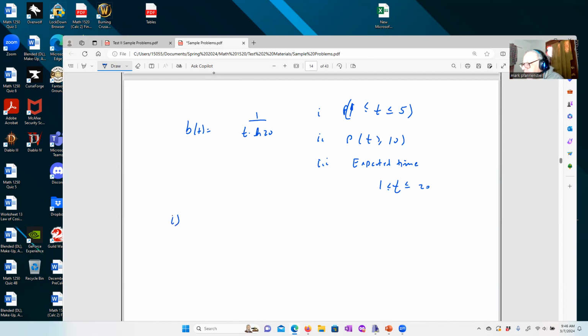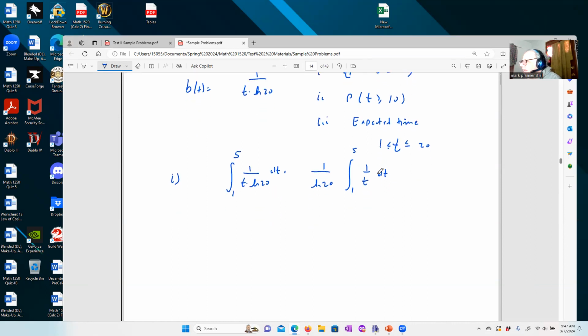For the first problem, we're just going to get the probability that t is between 1 and 5. Probability is an area under a curve for a continuous distribution. So we're just going to integrate from 1 through 5 of 1 over t times ln 20 dt. ln 20 is a constant, so we're going to move that outside of the integral. So that's 1 over ln 20 times the integral from 1 to 5 of 1 over t dt. That's a pretty straightforward integral at this point.